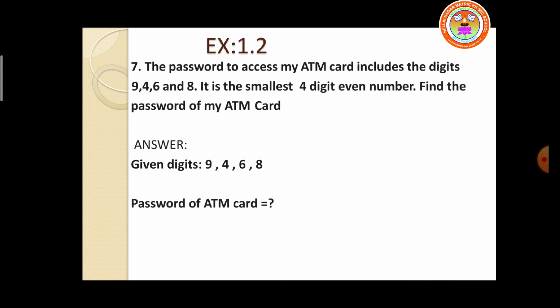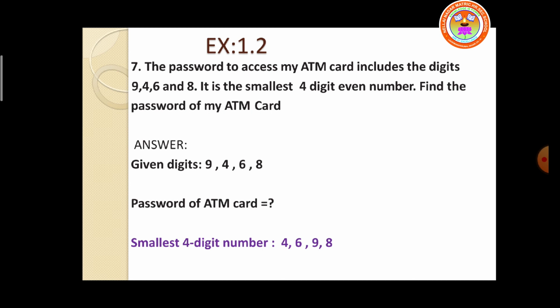Okay? Then 7th problem. The password to access my ATM card includes the digits 9, 4, 6 and 8. It is the smallest 4-digit even number. Find the password of my ATM card. What are the digits given here, children? 9, 4, 6, 8. What is the password of the ATM card? The smallest 4-digit number is 4, 6, 9, 8.